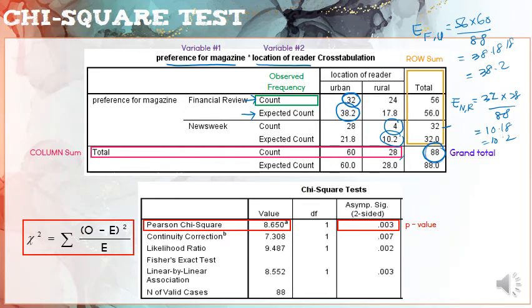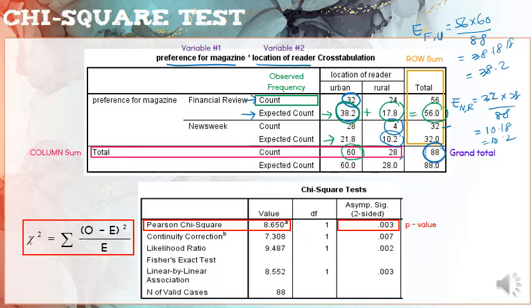Actually, you do not necessarily have to calculate using the formula just now. You can also simply add or subtract. So if this one is 38.2 plus 17.8, you get 56. The same here, 38.2, if you add 21.8, you get 60. So you can add or subtract to get the expected count or the expected frequency.